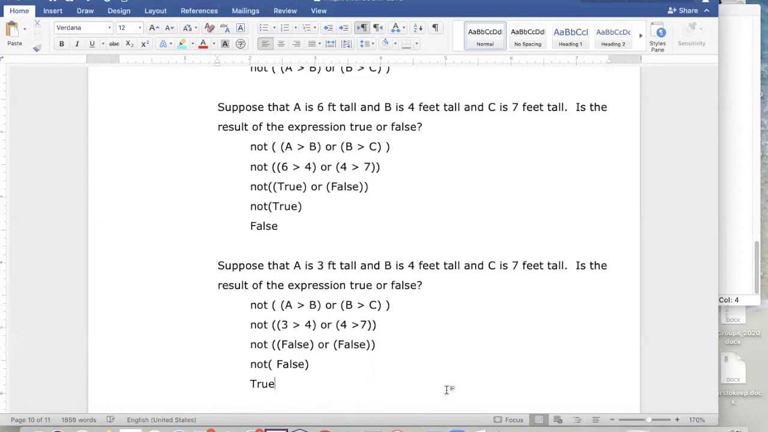So you can see the answer to these expressions just depends on the data values associated with the variables in our program at the time that the expression's evaluated.